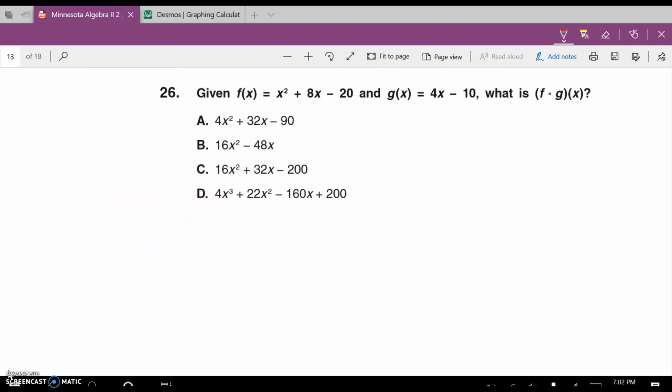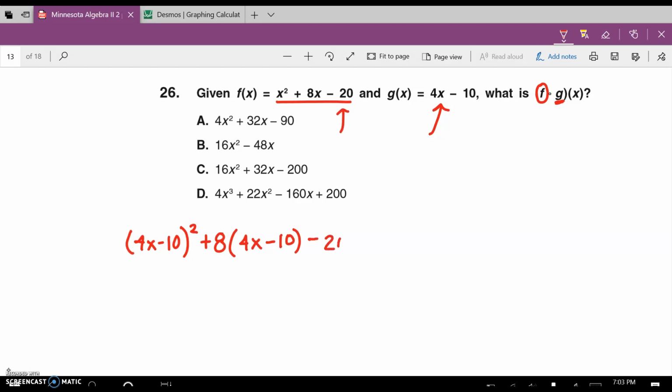Right, number 26 wants to know what f of g of x is. So basically what that means is I'm going to start with f of x, and anytime I see an x, I'm going to plug in whatever g of x is. So I have x squared, so instead of x, I'm going to plug in 4x minus 10 squared, back to this, plus 8. I see another x, so instead of x, I'm going to plug in 4x minus 10, back to up here, minus 20.